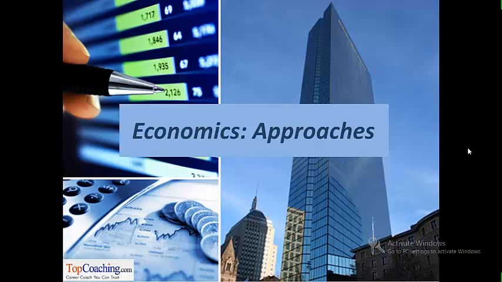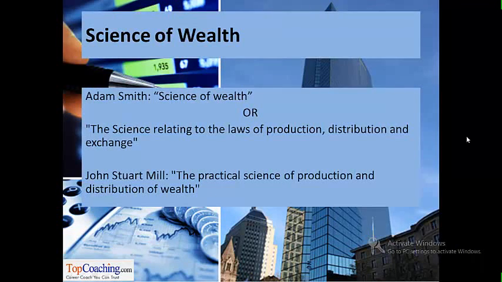Now let's have a look at the various ways economics as a subject is approached. The first approach to economics that we are going to discuss is economics as the science of wealth. Well-known economist Adam Smith defined economics as the science of wealth. He offered another definition according to which economics is the science relating to the laws of production, distribution, and exchange. Another well-known economist, John Stuart Mill, defined economics as the practical science of production and distribution of wealth.